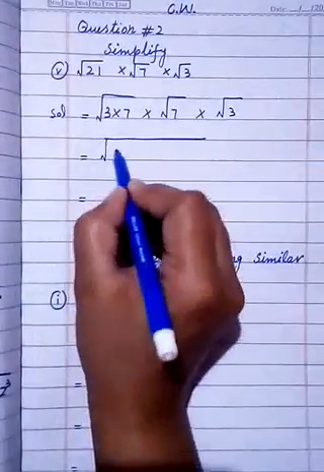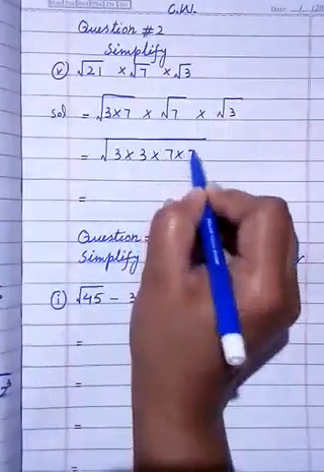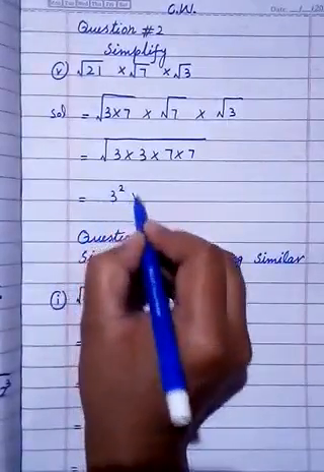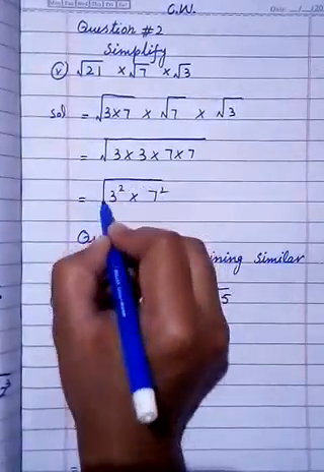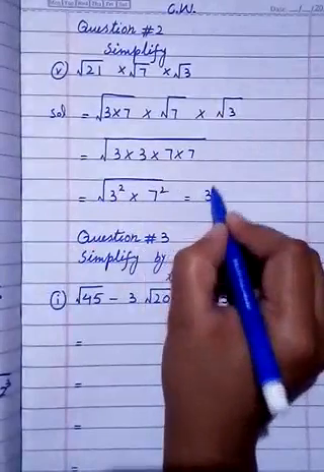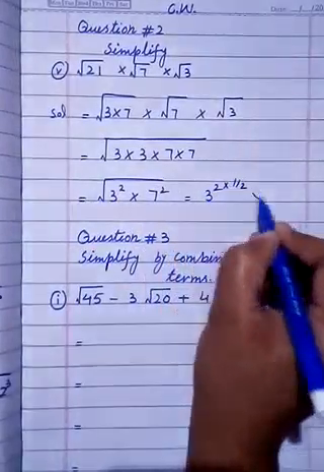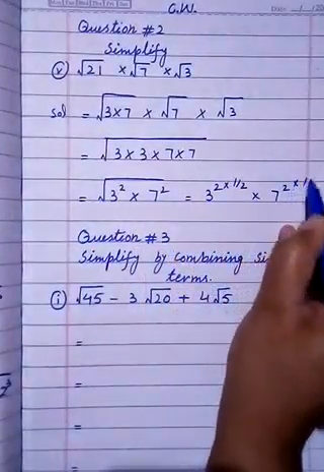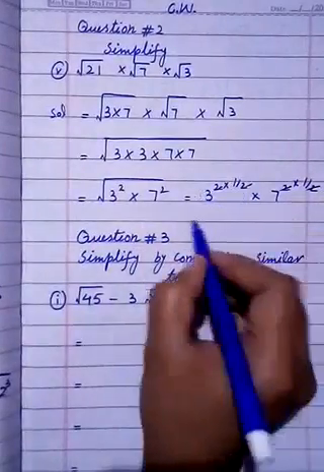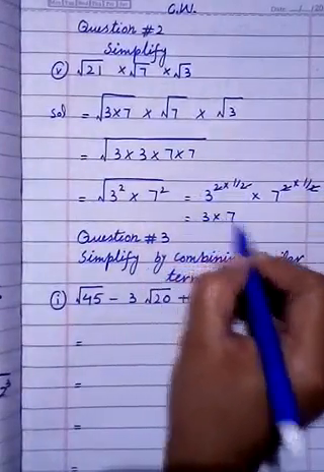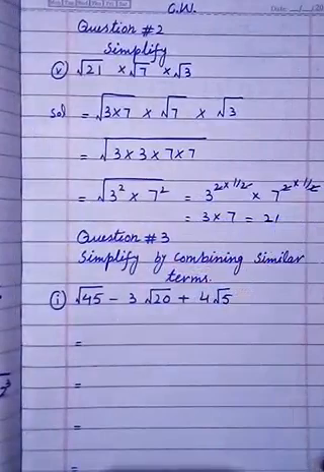So it will be written like this: 3 multiply by 3, 7 multiply by 7. So write in 3 square and 7 square whole under root. Now put the value of under root: 3 square 1 by 2 and 7 square 1 by 2. 2 cancels with 2. So 3 multiply by 7 equals 21 will be the answer.